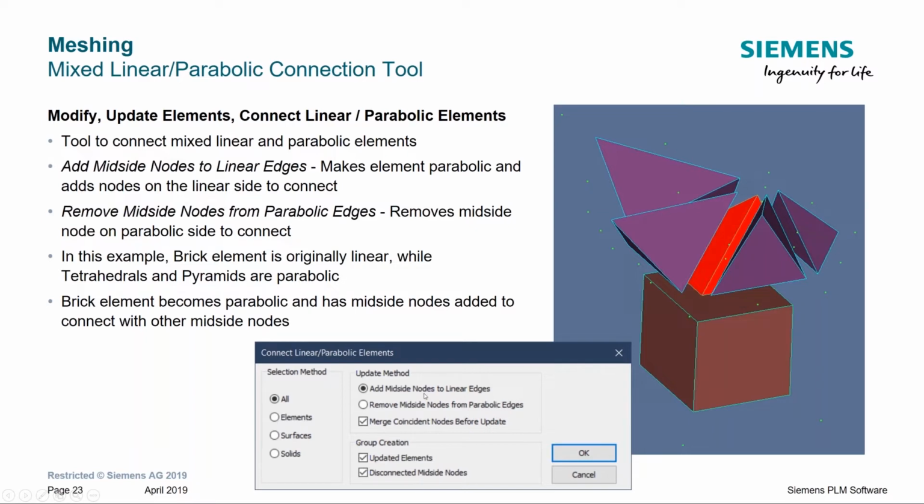You have options to do update. It says add midside nodes to linear edges or remove midside nodes from parabolic edges. You can also do a merge coincident nodes before the update. And then what you could automatically do is generate a group for the updated elements and the disconnected midside nodes. So this is, again, the modify, update elements, connect linear and parabolic element command.